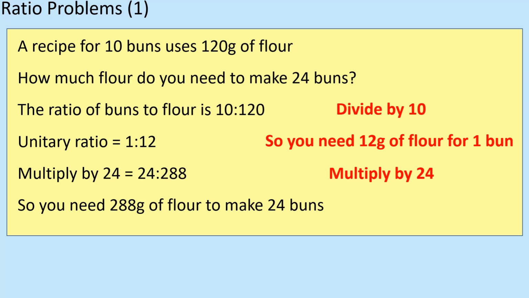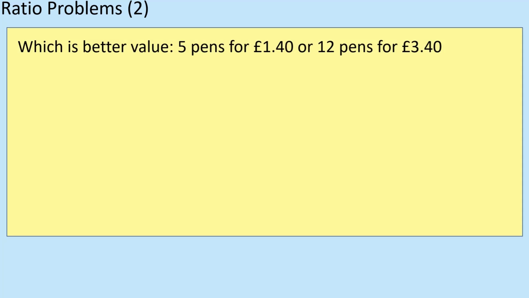You try to figure out what 1 costs or 1 is, and you can see I've written it as a ratio, and that enables you to figure out any other price or value that I'm after. Thinking about the same concepts here, I've got 5 pens for £1.40 or 12 pens for £3.40. When we're talking about best value, we're trying to identify the cost of 1 pen in both cases. If I can find the cost of 1 pen in both cases, then I can compare directly.